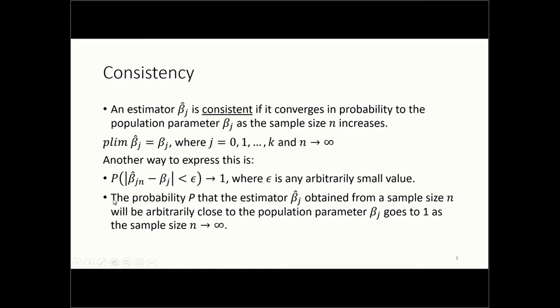So to read this formula, that is the probability P that the estimator beta hat j obtained from a sample size n will be arbitrarily close to the population parameter beta j goes to 1 as the sample size n goes to infinity. So this is how this formula is read.